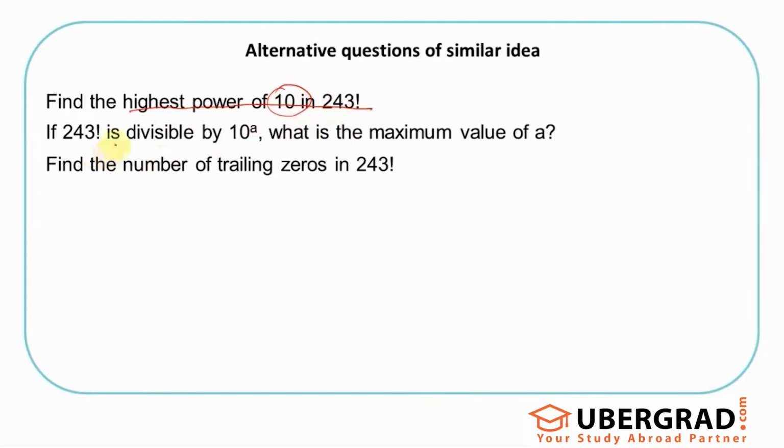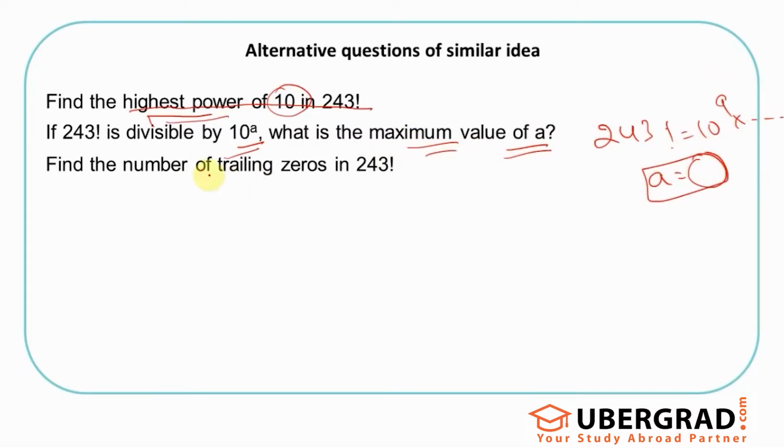If the question is saying that 243 factorial is divisible by 10 power a, what is the maximum value of a? That's fundamentally asking for the highest power only, right? So 243 factorial is basically 10 power a times some other factor which is not related to this. So I'll get the highest power itself as the maximum value. That's the highest power, right? Find the number of trailing zeros.